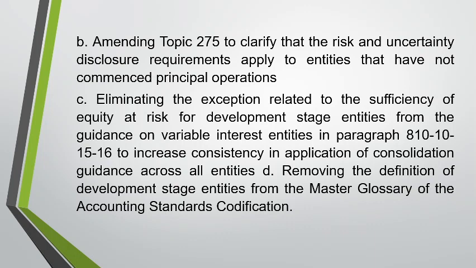Amending Topic 275 to clarify that the risks and uncertainties disclosure requirements apply to entities that have not commenced principal operations. Eliminating the exception related to the sufficiency of equity at risk for development stage entities from the guidance on variable interest entities, to increase consistency in the application of consolidation guidance across all entities. And removing the definition of development stage entity from the Master Glossary.